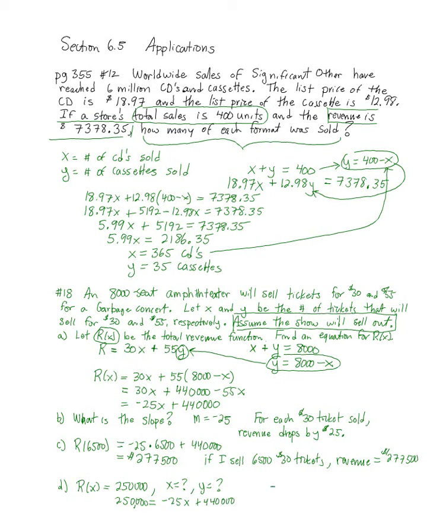So minus 25X is 250,000 minus 440,000 is negative 190,000. X is, divide that by negative 25, I get 7,600. So that means I sell 7,600 at $30, which means I only have 400 left at $55 because I only had 8,000 altogether.